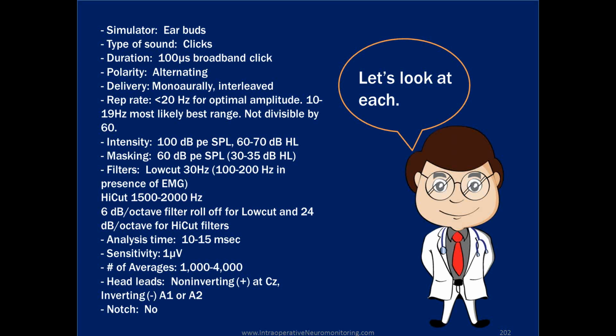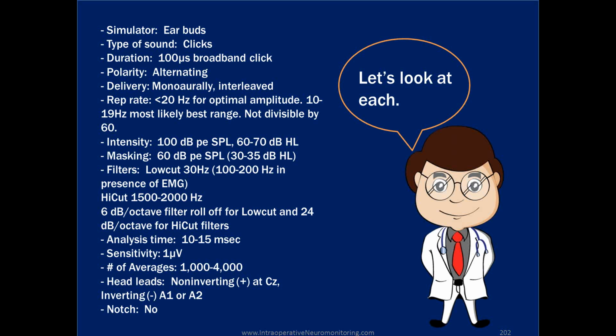The rep rate is less than 20 hertz for optimal amplitude. 10 to 19 hertz is most likely the best range, and it cannot be divisible by 60. I know in my program I use 11.1 as my starting point. Intensity is 100 decibels sound pressure level, or 60 to 70 decibels hearing level. That happens to be the same actual loudness, but just on a different scale.